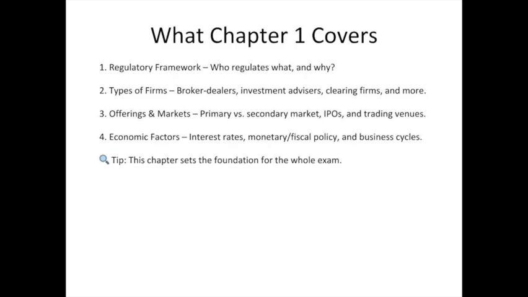Chapter 1 is split into four big themes. First, the regulatory framework, the laws and organizations that govern the securities industry, like the SEC and FINRA. Second, the types of firms and participants: broker-dealers, advisors, issuers, investors, and what each one does. Third, offerings and markets, how securities are issued in the primary market and traded in the secondary. And fourth, economic influences, how factors like interest rates and inflation affect investor decisions. This walkthrough will give you a solid starting point for how these ideas connect across the SIE exam.